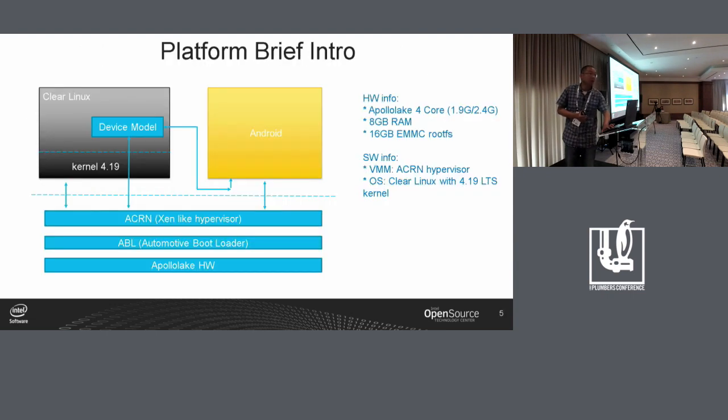Here's the platform info. This platform is based on x86. It has a 4-core CPU with 8 gigabytes of RAM, and it uses an eMMC card as the rootfs. On the software side, we are running on top of a hypervisor, because automotive needs some isolation for security reasons. The hypervisor is called ACRN. Recently, the first batch of its patches has been merged into the upstream kernel. It is very similar to Xen. The left side is like Dom0, which is the service OS, and we're using Linux as the service OS, running a 4.19 kernel.